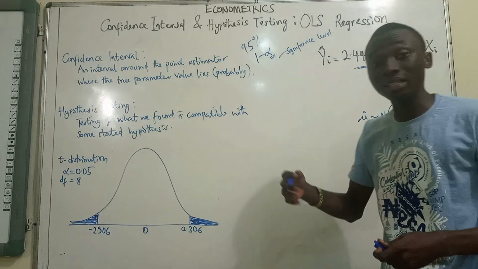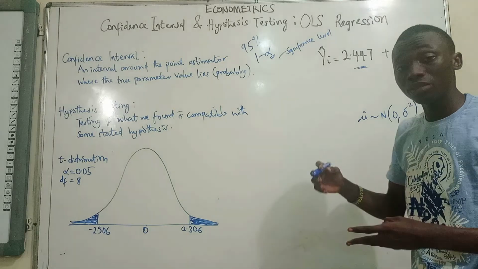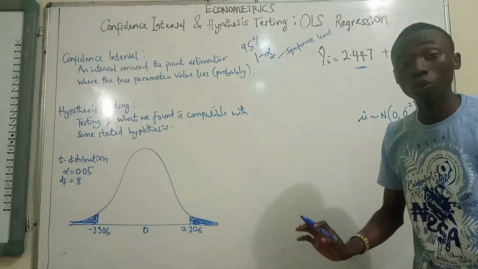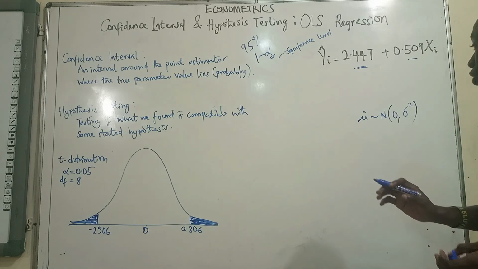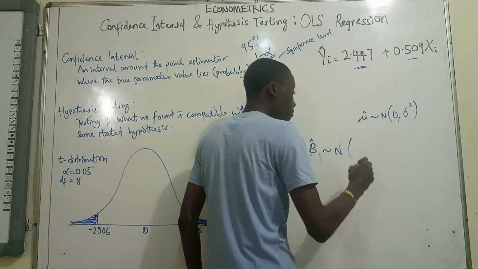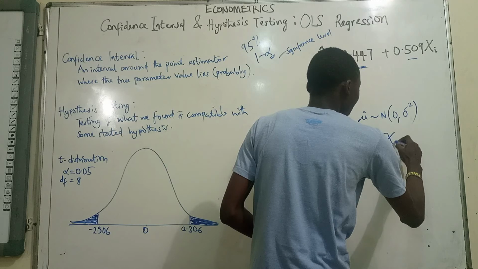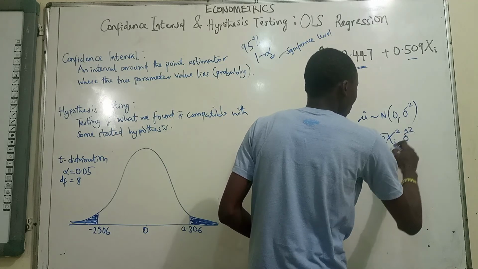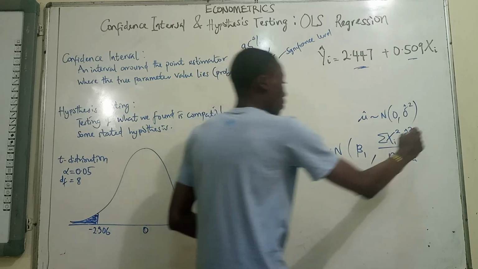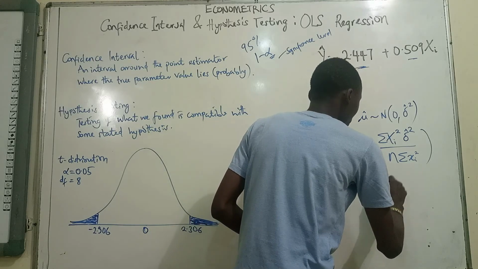And among the properties of OLS that makes them BLUE, best linear unbiased estimators, we mention the fact that the OLS estimators are a linear function of the dependent variable y. So if y is normally distributed, it also follows that beta 1 and beta 2 are normally distributed. Specifically, beta 1 is normally distributed with mean of the true parameter and variance of summation Xi squared sigma squared over n summation small xi squared. In the same vein, beta 2 is normally distributed with this.